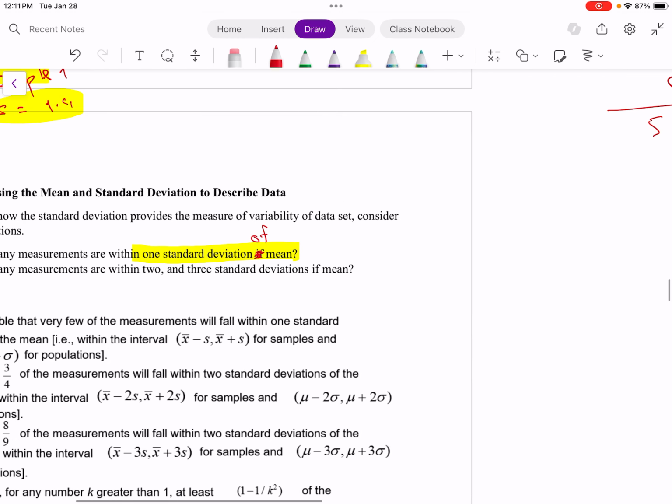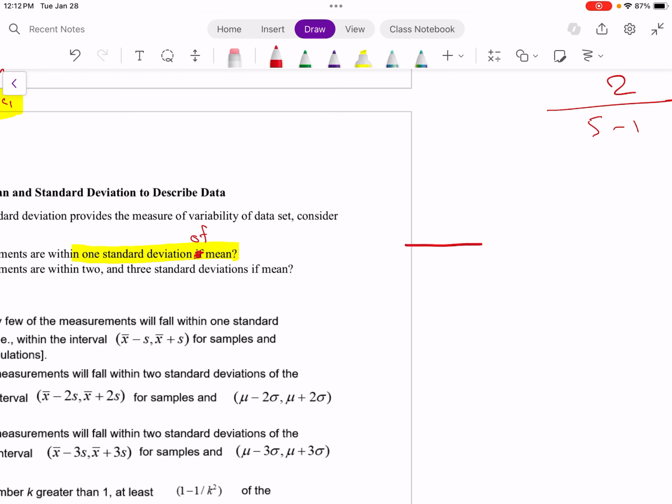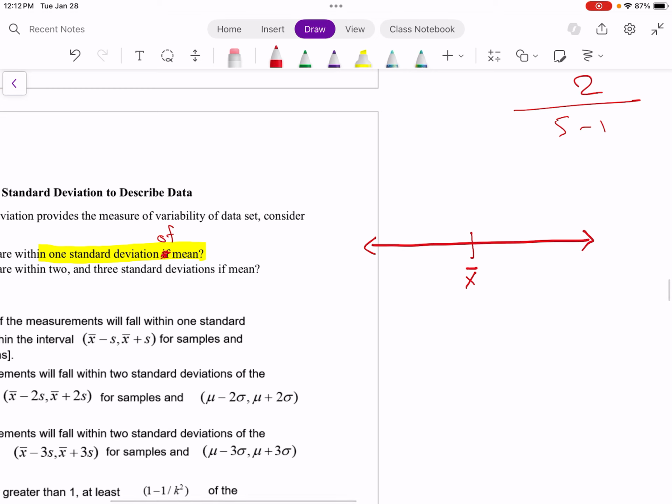Now, what does it mean? Let's say we have a number line here, and in this number line, our mean is somewhere here. Let me call it x bar. And we have a standard deviation, which I will call s. So x bar is the mean of a sample, and s is the standard deviation of a sample.